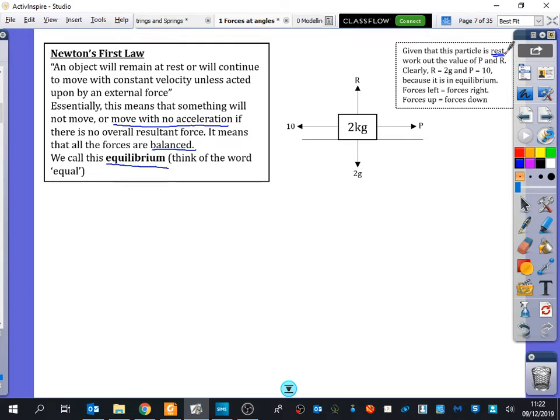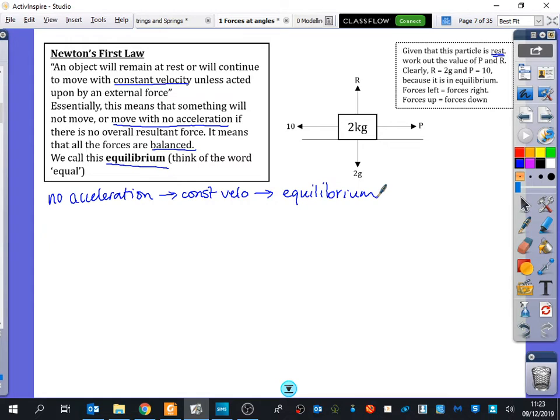If it didn't say that the particle is at rest, if it said that the particle is moving at constant velocity, would it still be in equilibrium? It would still be in equilibrium. Look what it says. An object will remain at rest or will continue to move with constant velocity unless acted upon by an external force. So if it's moving with constant velocity, it has no acceleration. No acceleration means constant velocity, which means equilibrium.